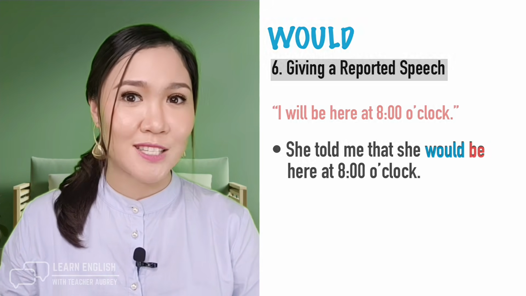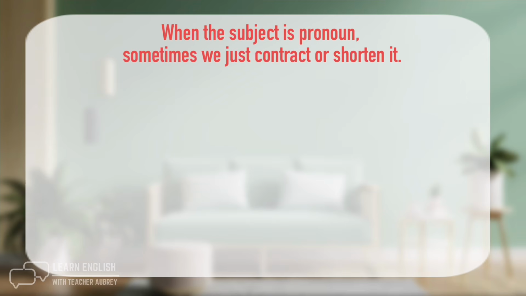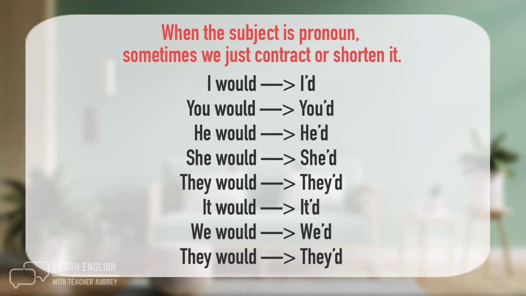That's a reported speech. When the subject is pronoun, sometimes we just contract or shorten it. I would becomes I'd. You would becomes you'd. He would becomes he'd. She would becomes she'd. They would becomes they'd. It would becomes it'd. We would becomes we'd. And they would becomes they'd.